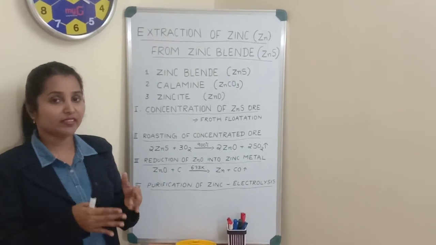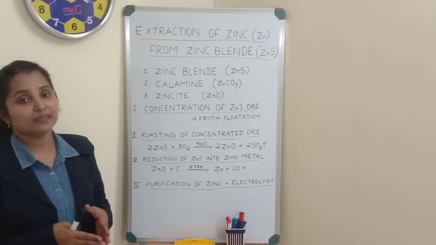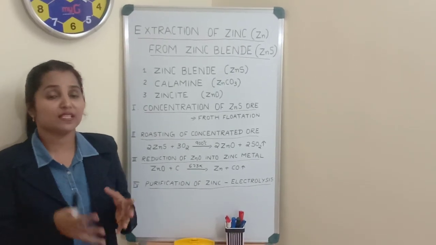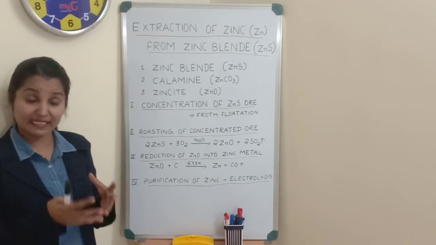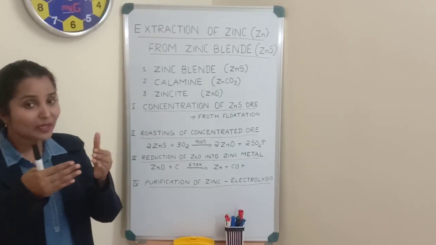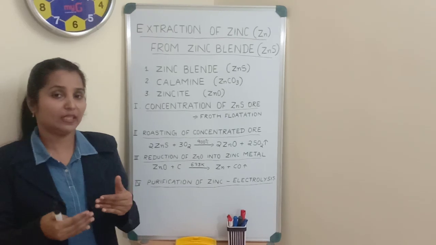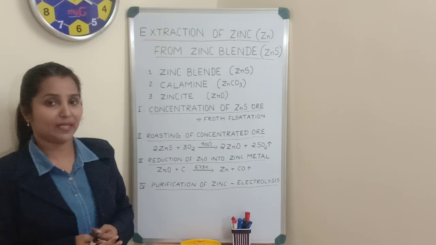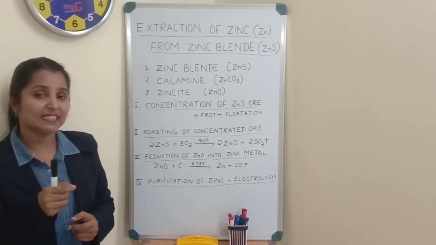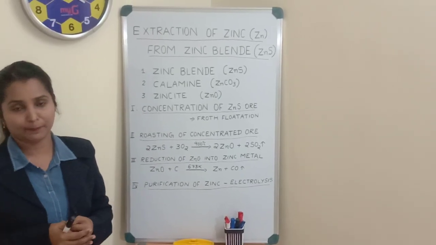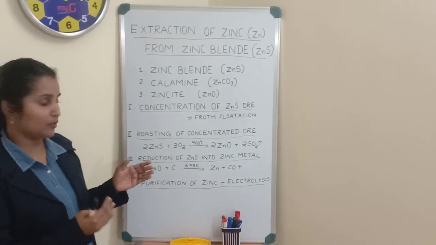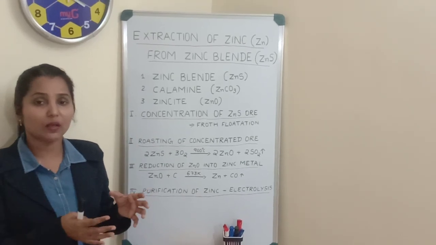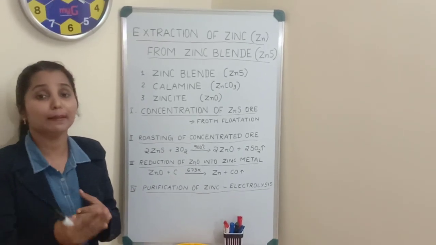So this concentrated zinc blende ore we will subject to roasting. Roasting is the process in which the concentrated ore is heated strongly but below its melting point so that it will not be melted. So it is heated strongly in a sufficient supply of air. This air is acting as a source of oxygen here. So here an oxidation occurs, you know. So during the process of roasting, the concentrated ore is changed into the corresponding metal oxide.